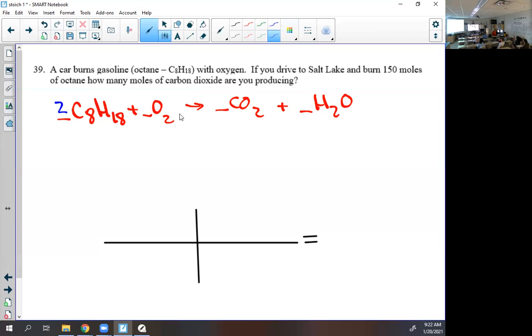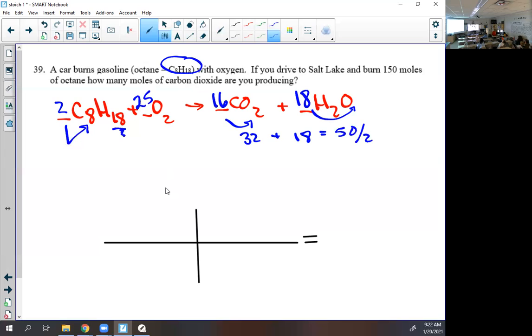I'm going to balance this, and then you can do this. So the next step was to balance carbons, 2 times 8, so you put a 16 here. Whatever the number is with hydrogen, put it in front of water. Then balance oxygens, 16 times 2 is 32, plus 18 times 1 is 18. That makes 50, divide it in half, and you get 25. Octane is the gasoline, that's the C8H18.